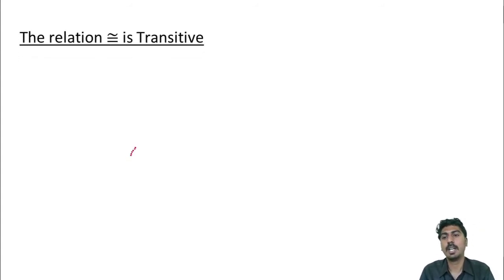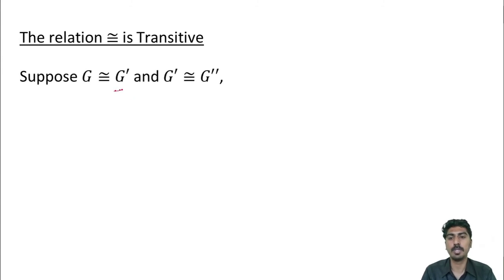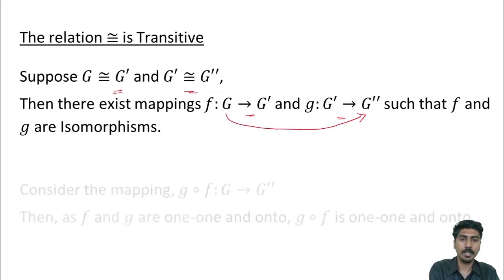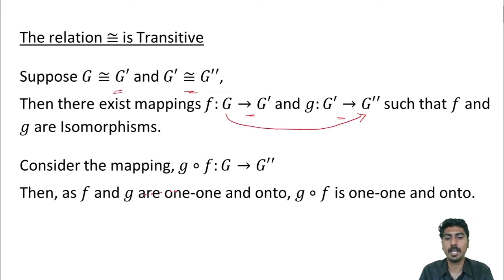And finally, we shall show that the relation isomorphism is a transitive relation. Suppose G is isomorphic to G' and G' is isomorphic to G'', then there exist mappings f from G to G' and g from G' to G'' such that f and g are isomorphisms. To show that G is isomorphic to G'', we define the composition of g and f, g∘f from G to G''. Clearly, since f and g are 1-1 and onto, g∘f, being the composition of g and f, is 1-1 and onto. Now we show that this mapping is a homomorphism.